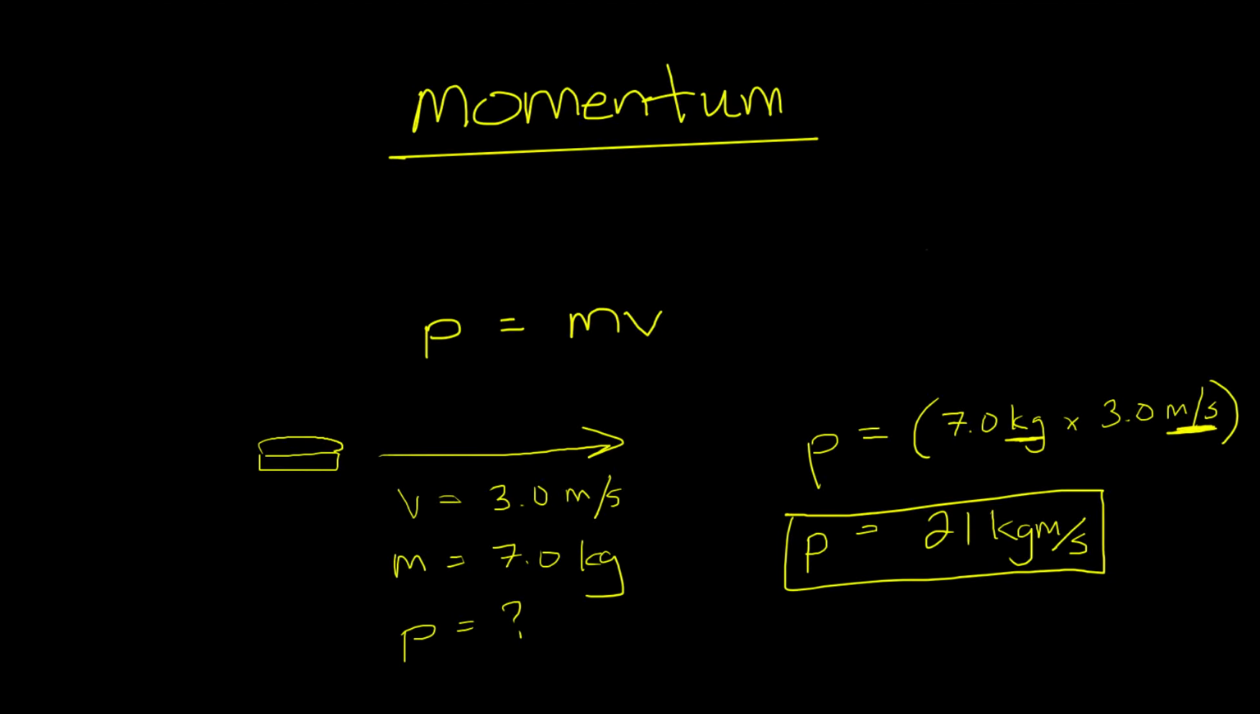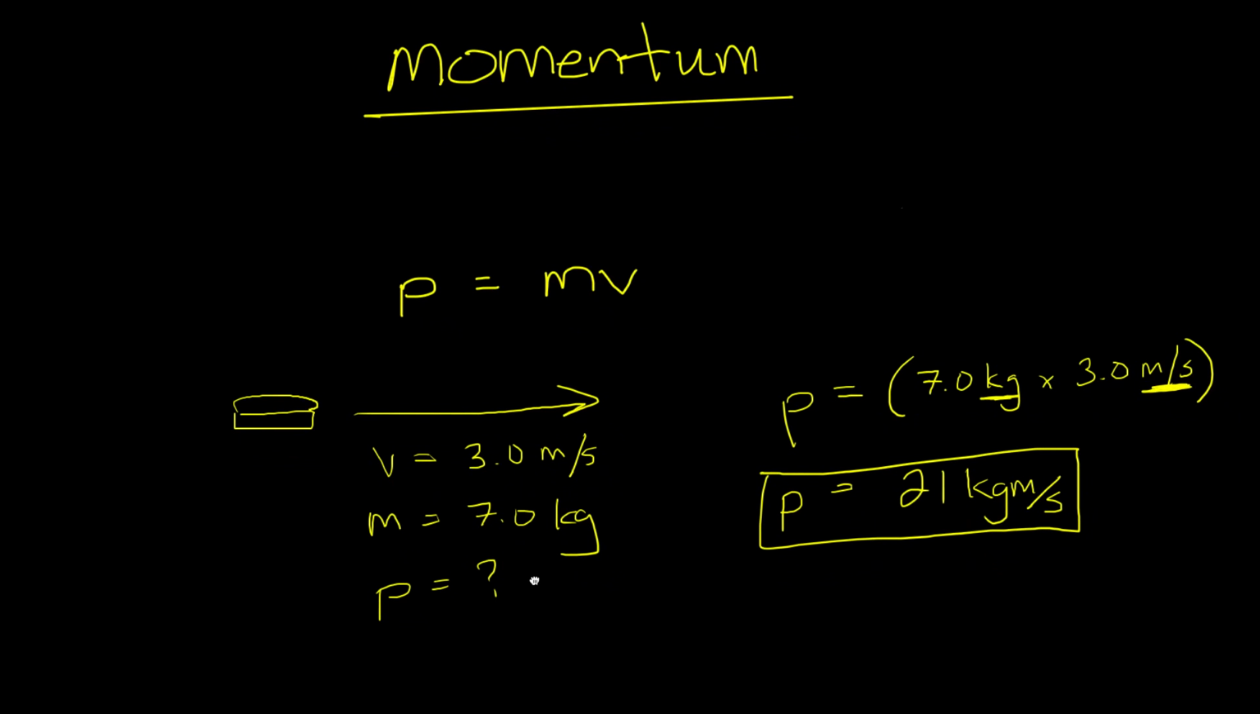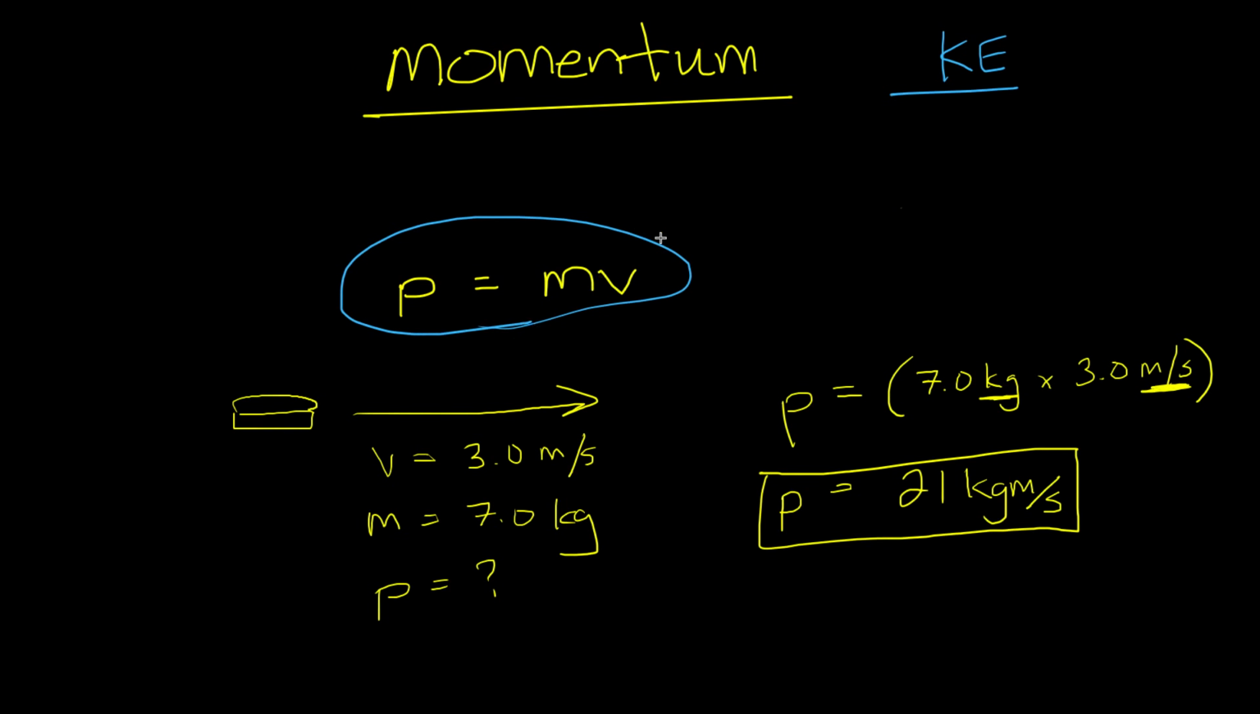Now, I do want to bring your attention to the relationship between momentum and kinetic energy. Kinetic energy also describes motion, just as momentum describes motion. Both of them have equations that have the velocity variable in them. In momentum, we have this equation, which is mass times velocity.